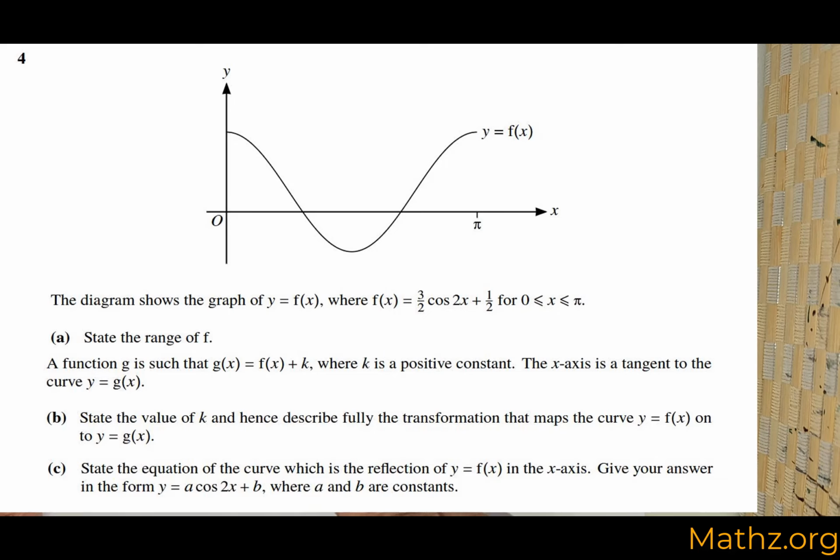We've been given a graph such that f(x) = 3/2 cos 2x + 1/2. x lies between 0 and pi. We are expected to find the range of f(x).